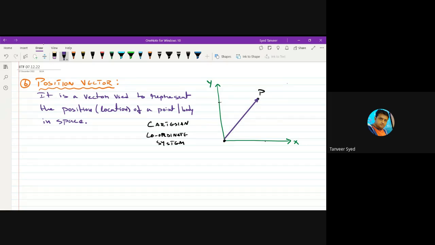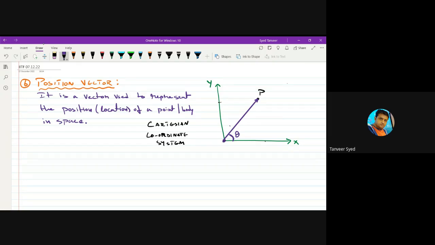The magnitude of this vector will tell you how far away the point P is from the origin. Magnitude means length of the vector. This will tell you the distance. And the angle made by this vector with the horizontal, let us say it is theta, will give you the direction. Length of the arrow gives you the distance, and the angle made by the vector with the x-axis gives you the direction.